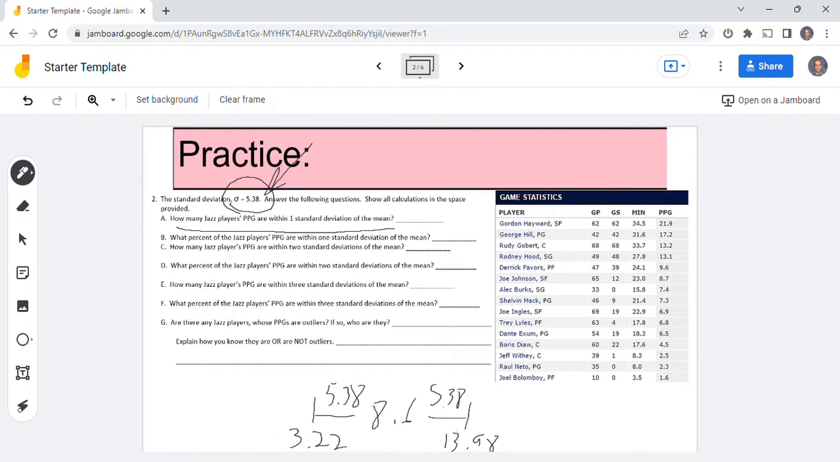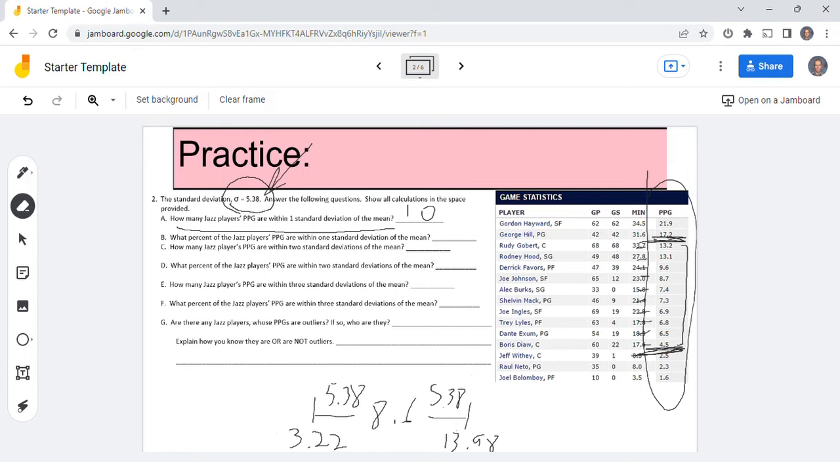All right, so it asks us how many players are within that one standard deviation. This now gives us our high and our low point. So we're going to take a look at this list of data and see where those lie and just look at who's in the middle of those two endpoints. So 3.22 would be right here on our list. 13.98 would be right here on our list. So we now have our upper and our lower bounds, and we take a look at how many players are there in between. Counting that up, we get 1, 2, 3, 4, 5, 6, 7, 8, 9, 10. So there are 10 players within one standard deviation of the mean.